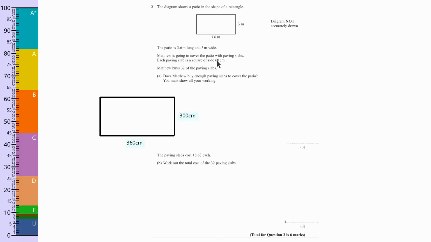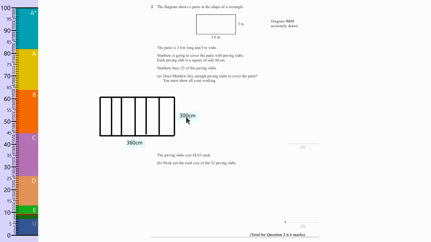Now we can see on here that each paving slab is 60 centimeters. If I just look at this side here, I can work out that if I put the paving slabs end to end, then I would be able to fit 6 lots of 60 into 360. So I can fit 6 paving slabs along this side. So if I do that with lines, and I try and get these as even as possible, which is not too easy, but I try my best. And that's roughly equal. I can see that I can fit 6 paving slabs along the side here.